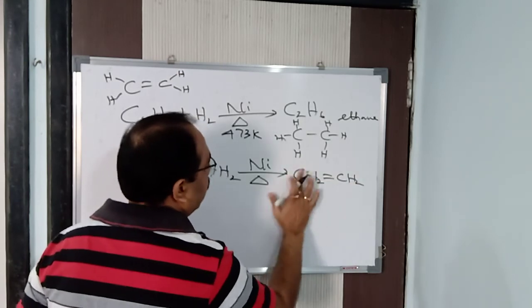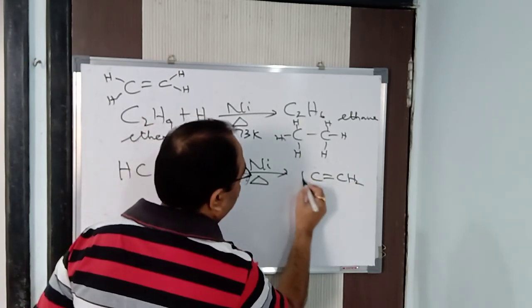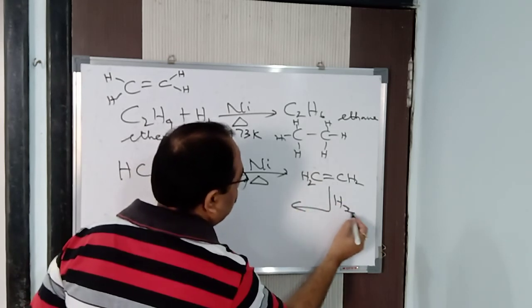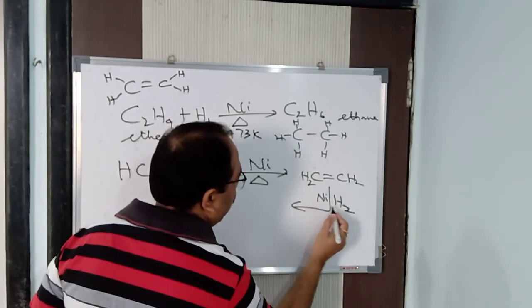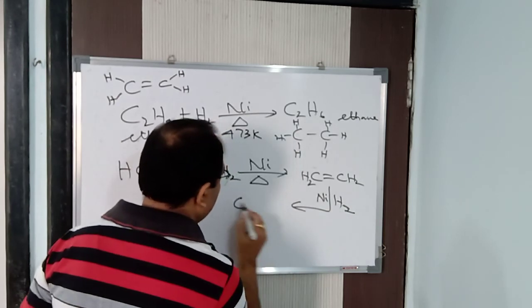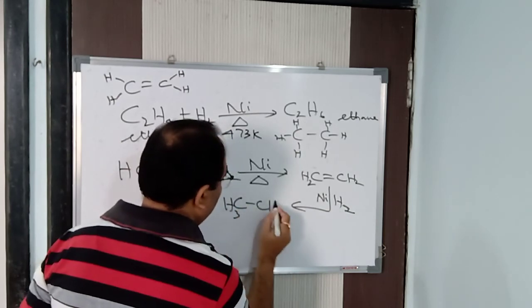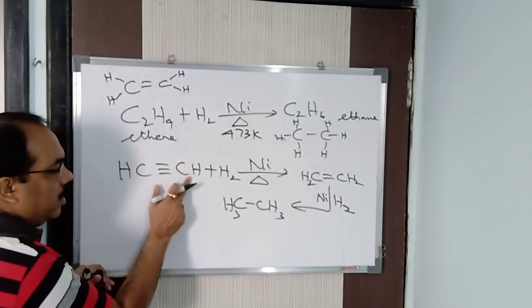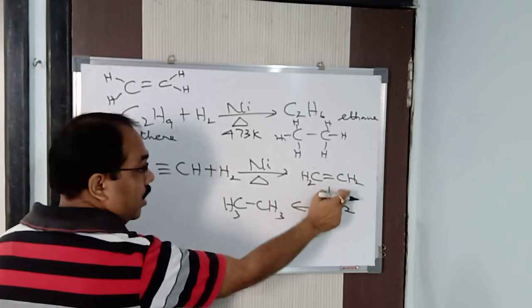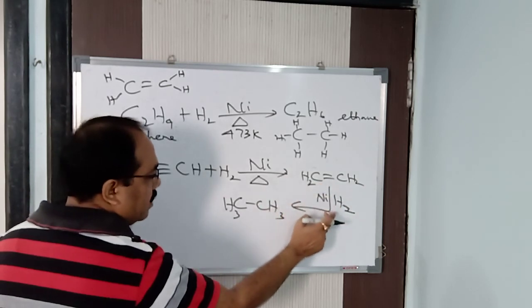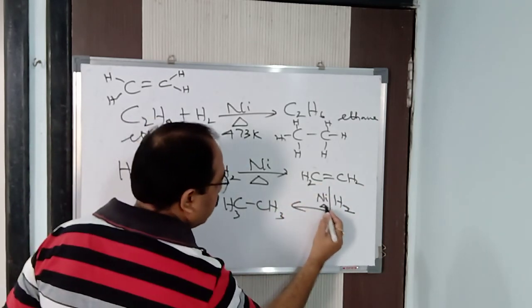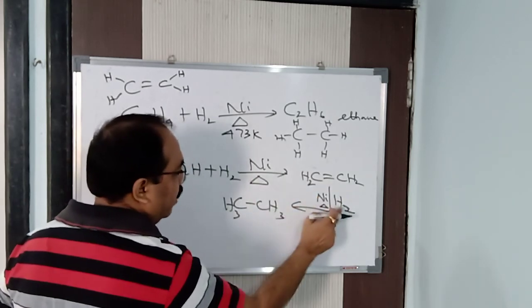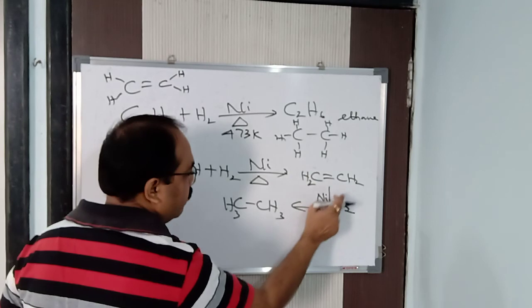It does not make any difference if I write hydrogen here or here. Again, it reacts with hydrogen in the presence of Ni to form CH3 single bond CH3. One hydrogen is added here, one hydrogen is added here. Again, it reacts with hydrogen and is heated. Of course, the heating sign has to be there. So it is heated to form CH3 single bond CH3. Again, one hydrogen from here is added here, one hydrogen from here is added here.